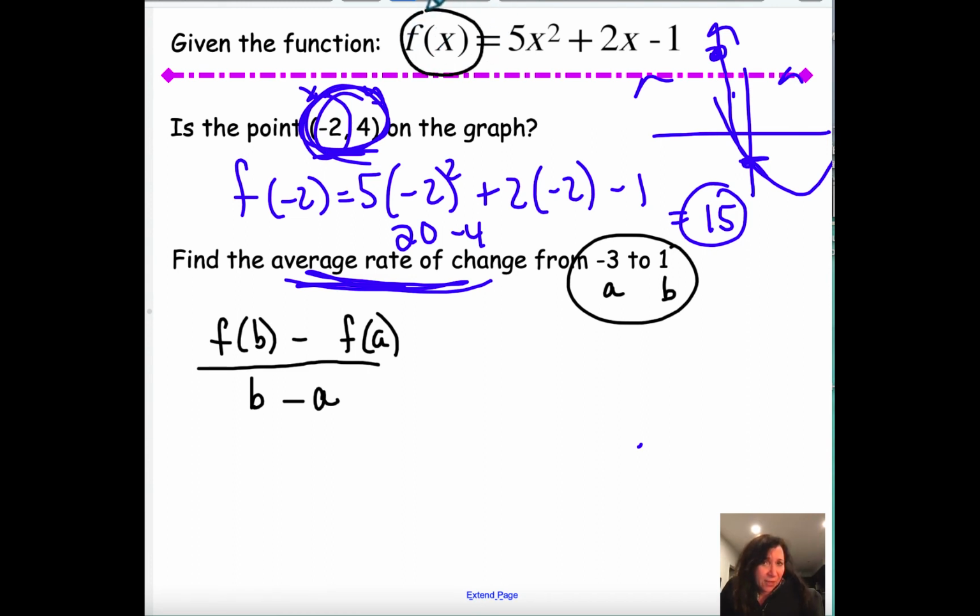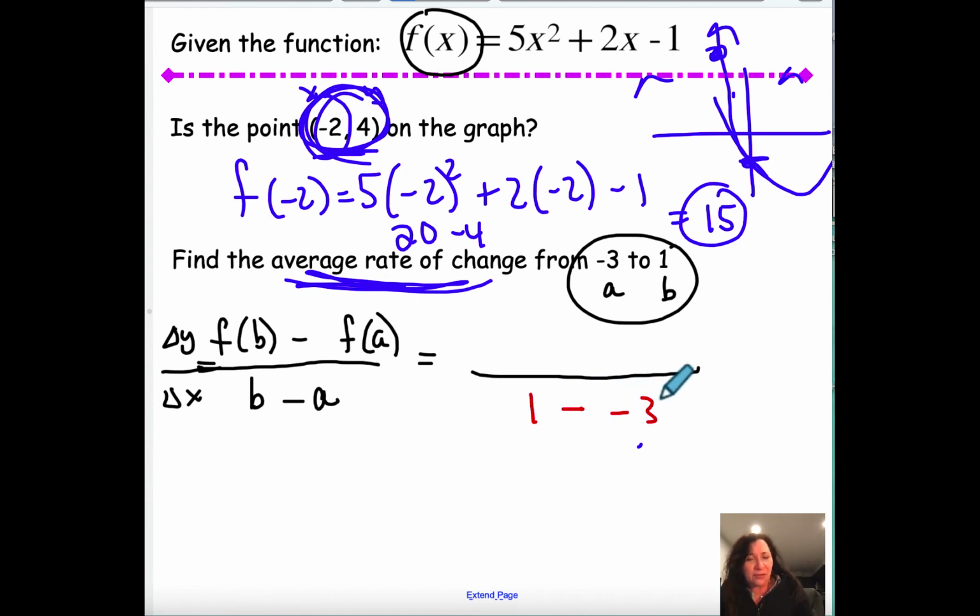And the reason why I'm using f of B and f of A is because this f of, right, is y. And this is saying subtract your y's over subtract your x's. That's what it's saying. So on the denominator, I'm going to do that first because that actually helps me a little bit. B minus A, so 1 minus -3. That's how I do that. 1 minus -3.